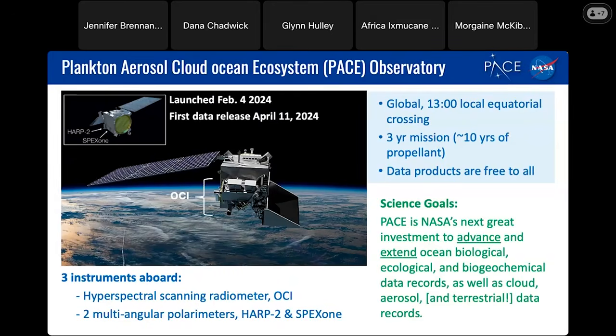Our goals are to advance and extend ocean biological, ecological, and biogeochemical data records, as well as cloud, aerosol, and terrestrial data records.